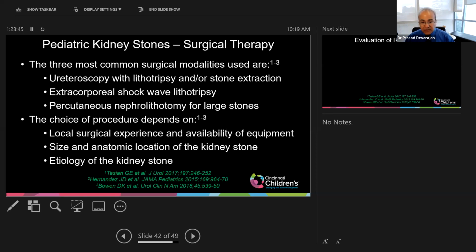And the etiology is important because, like I said, monohydrate calcium stones as well as cystine stones are very, very hard, and it's very difficult to do extracorporeal shockwave lithotripsy for those stones. And so cystine stones, struvite stones, typically we will do open nephrolithotomy. The bottom line is it all depends on the local availability of equipment and local surgical expertise.